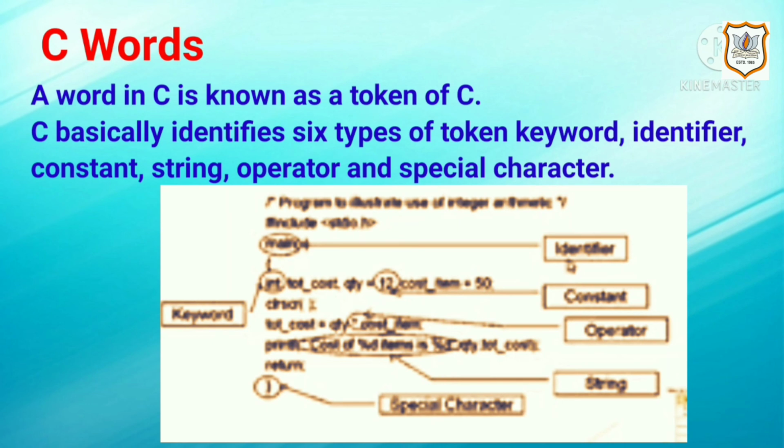Next topic is C words. A word in C is known as a token of C. C basically identifies six types of tokens: keyword, identifier, constant, string, operator, and special character. This image shows how tokens are used in a C program. For example, main is an identifier, 12 is a constant, int is a keyword, multiply is an operator, "cost of %d items" is a string, and the closing curly bracket is a special character.